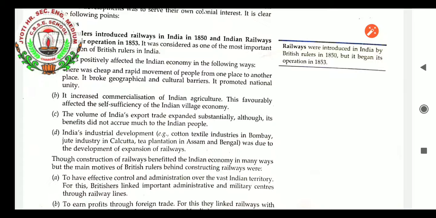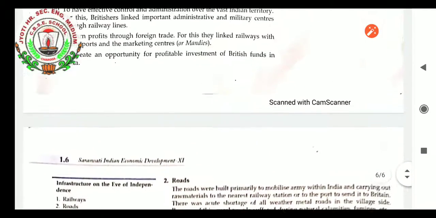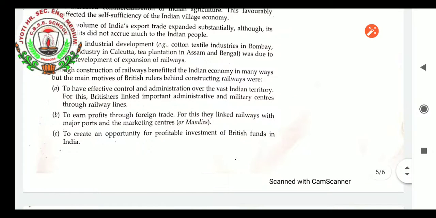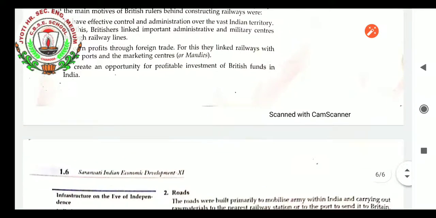Though construction of railways benefited the Indian economy in many ways, the main motive of British rulers behind constructing railways was to have effective control and administration over the vast Indian territory. पूरी इंडिया पे रूल करने के लिए बहुत easy हो गया था through the way of railways. For this, Britishers linked important administrative and military centers through railway lines to earn profit through foreign trade. For this, they linked railways with major ports and marketing centers or mandis to create an opportunity for profitable investment of British funds in India.